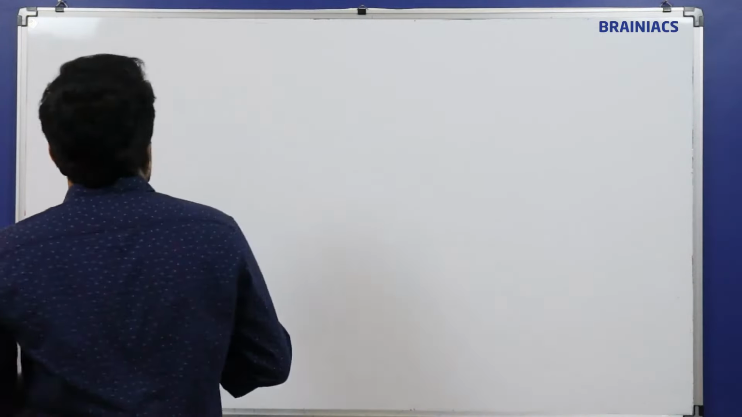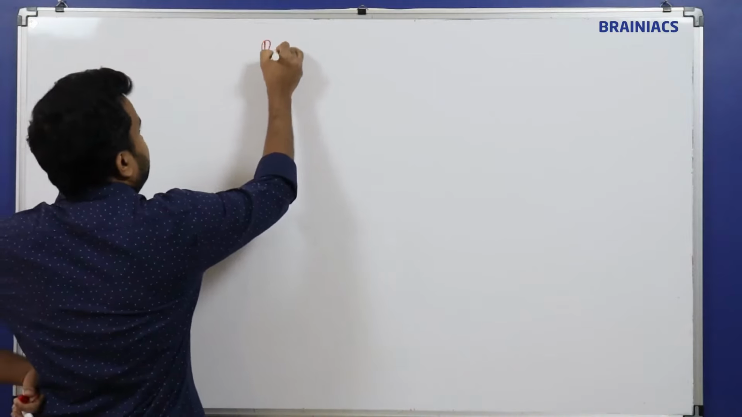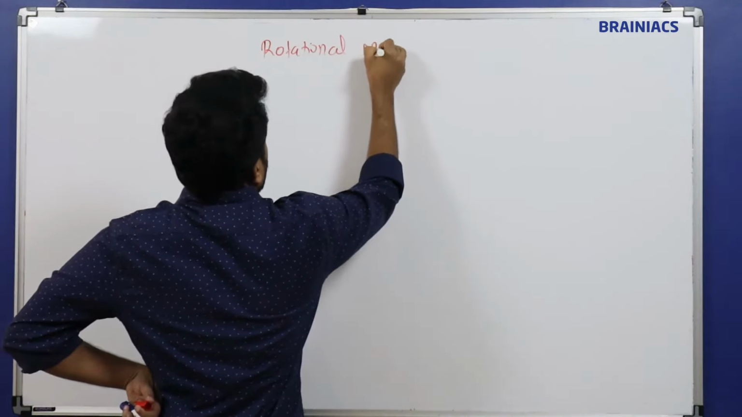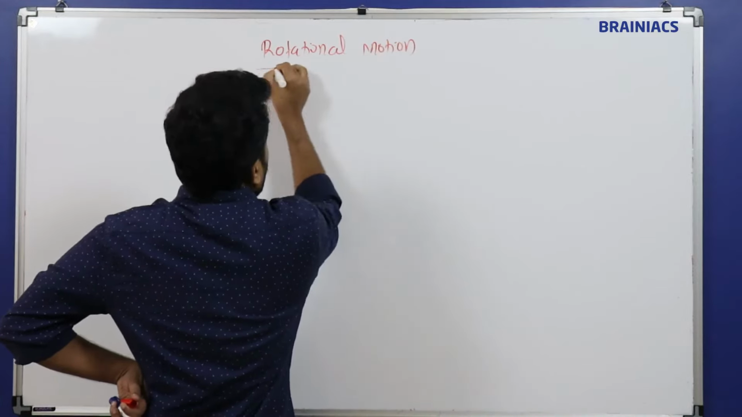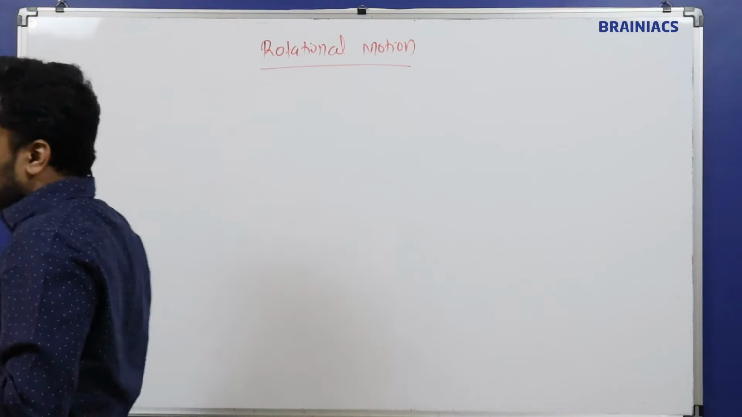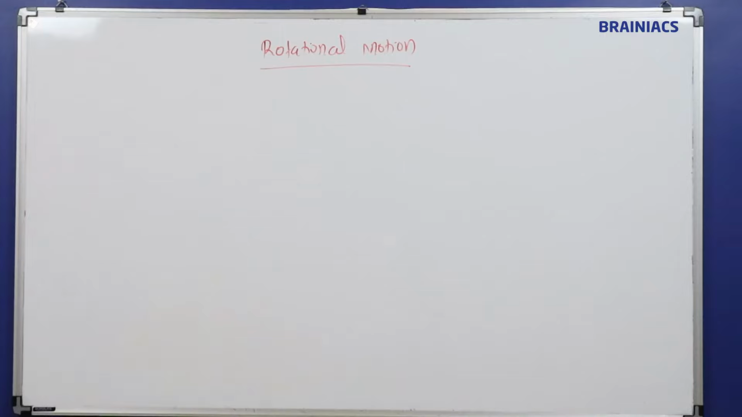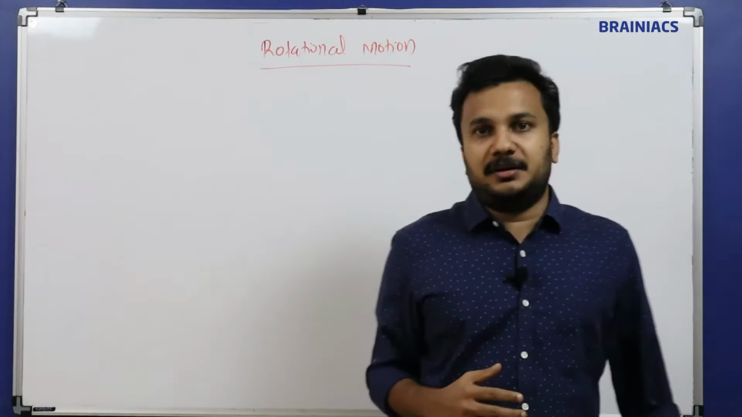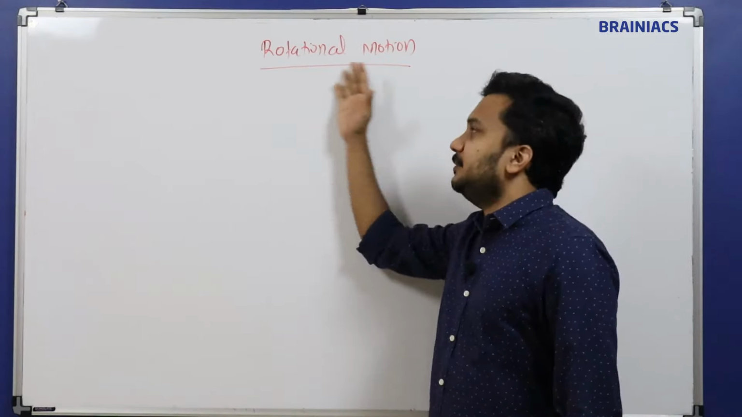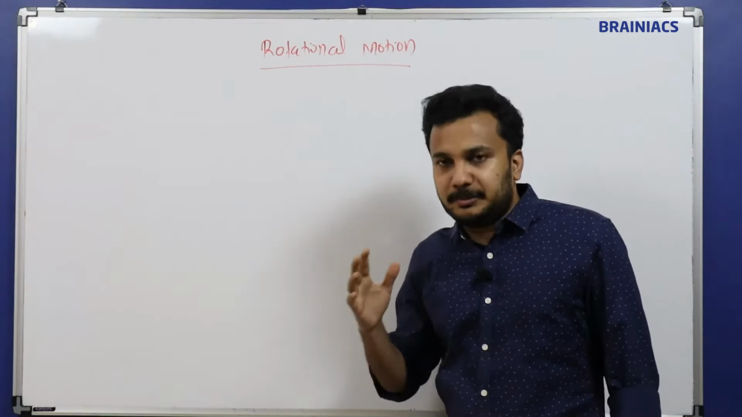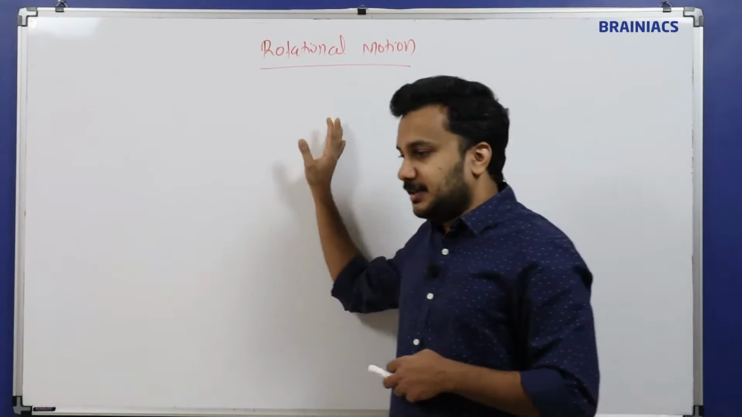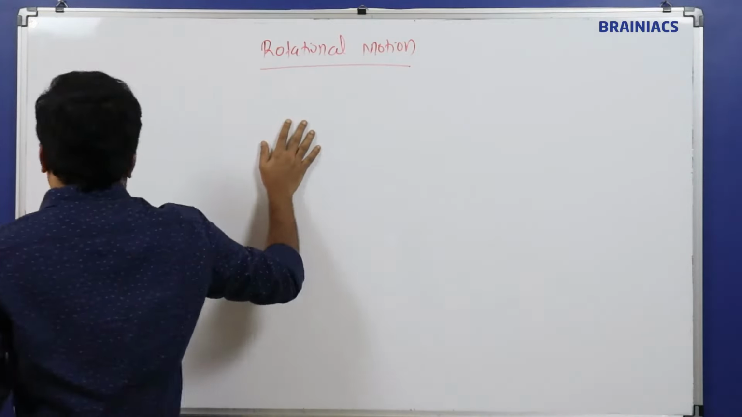The chapter name is rotational motion, so you can write down the heading rotational motion. In certain textbooks it is called rotational dynamics. Dynamics means nothing but motion. Okay, so static means rest, motion means movement. So there is nothing special over here. Motion or movement or dynamics, all are actually one and the same. So let's start with rotational motion.